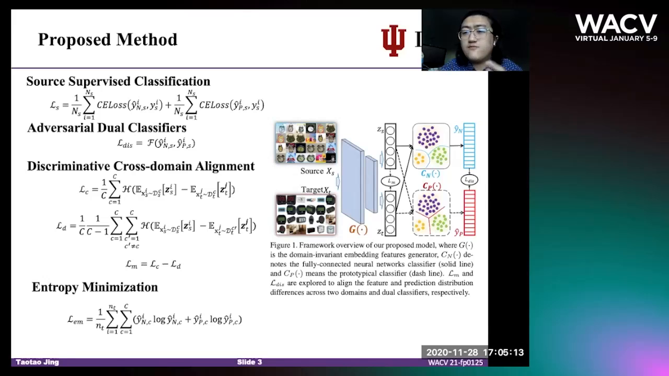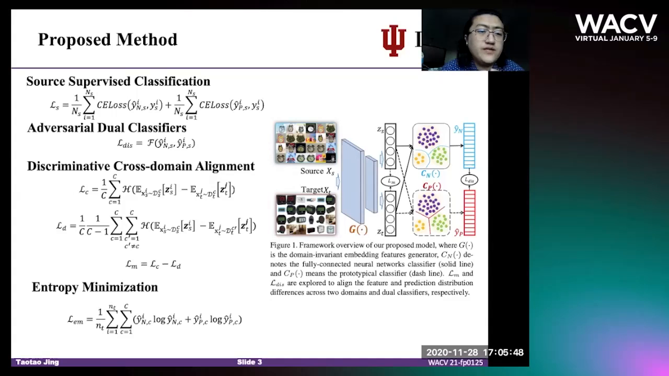To optimize such a framework, we have several losses. The first one is the source supervised classification loss, which aims to preserve the discriminative knowledge of the source domain labeled data. The other one is the adversarial dual classifier loss. This loss aims to evaluate the difference between the prediction from the neural network classifier and the prototype classifier.